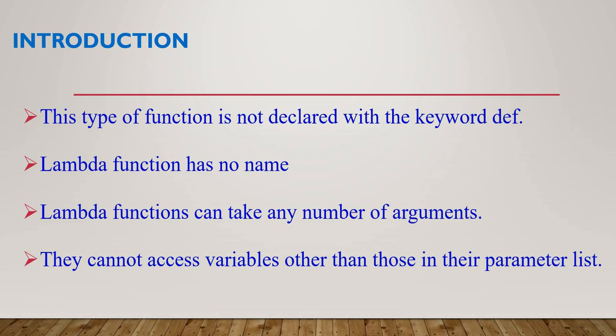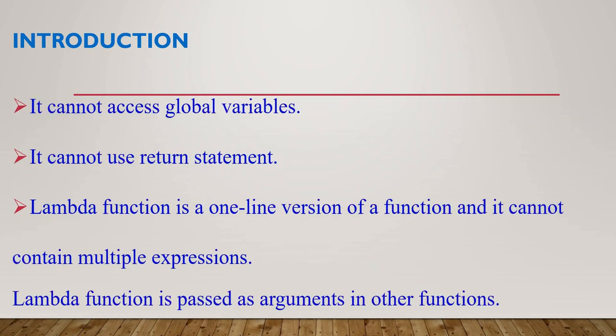Lambda functions can take any number of arguments. We can give any number of arguments for a lambda function. They cannot access variables other than those in their parameter list. It can access only the arguments given in the line. Other arguments are not accepted. For example, global variables are not accepted by a lambda function. It cannot access global variables.